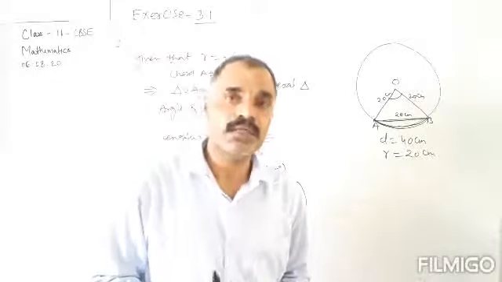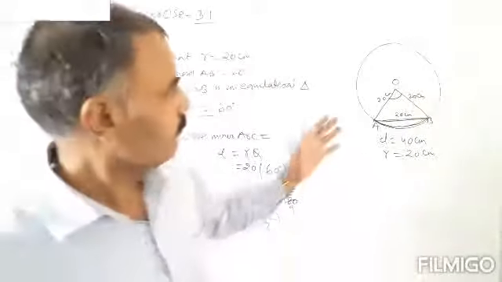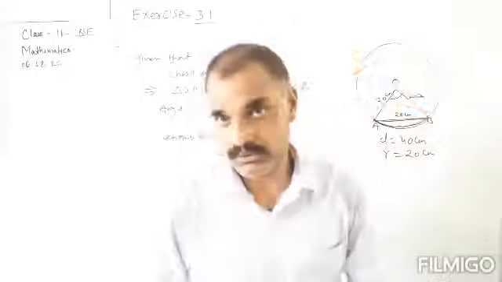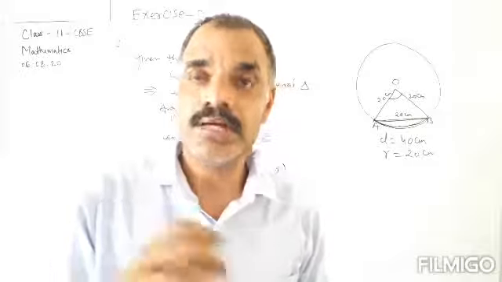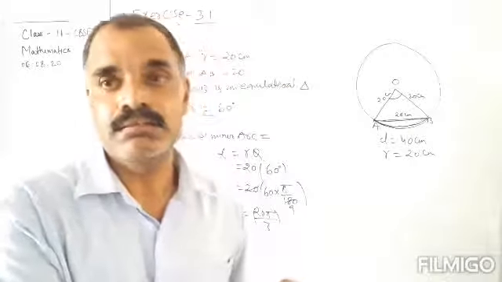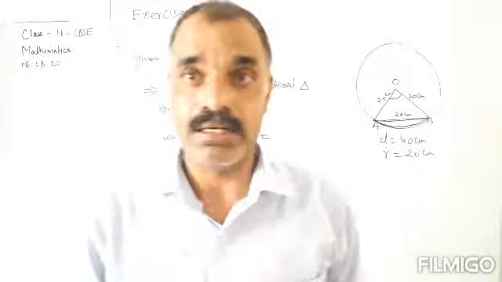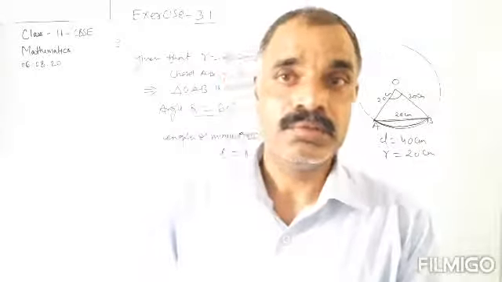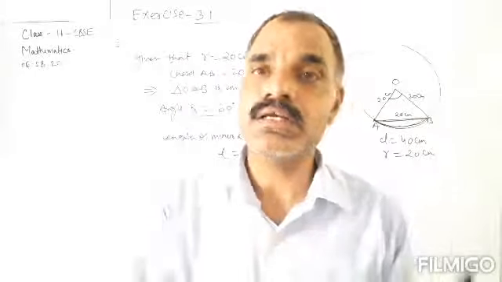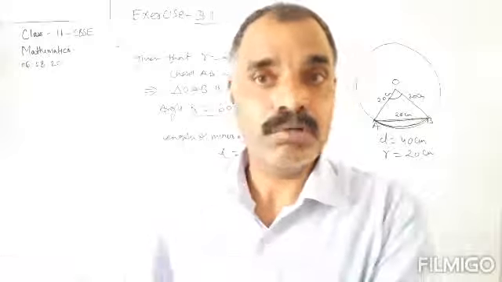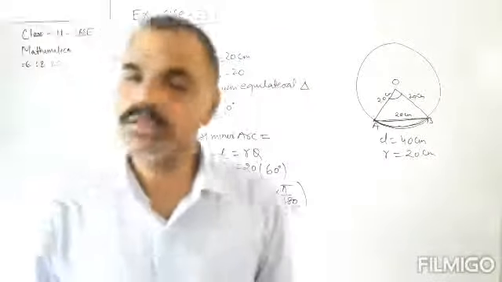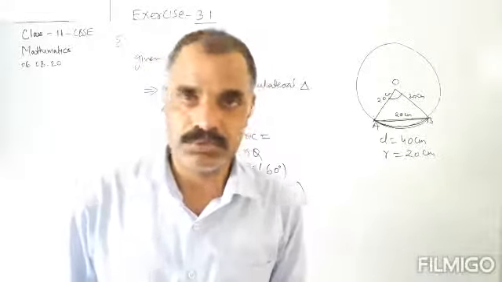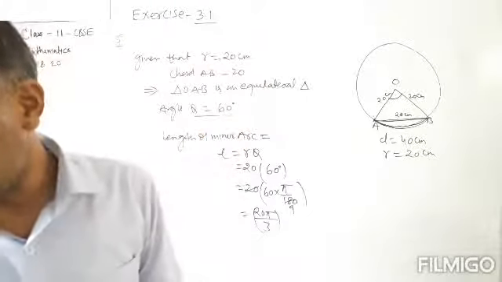We can also find the length of the major arc. After subtracting the minor arc from the circumference, we will have the major arc. Major arc is equal to circumference minus the length of the minor arc. The question was only to find the length of the minor arc, so we have found it. Now let's take another question.